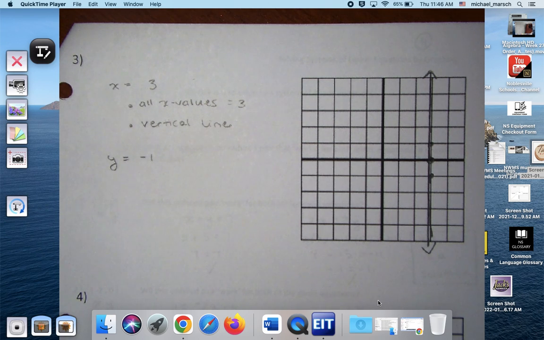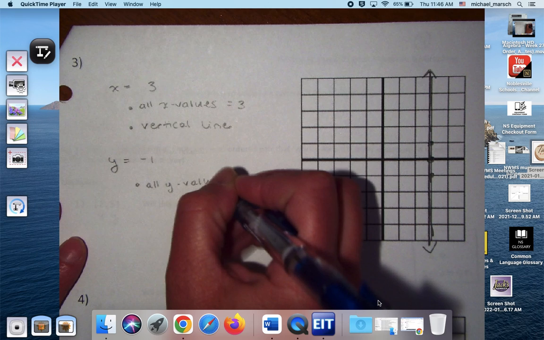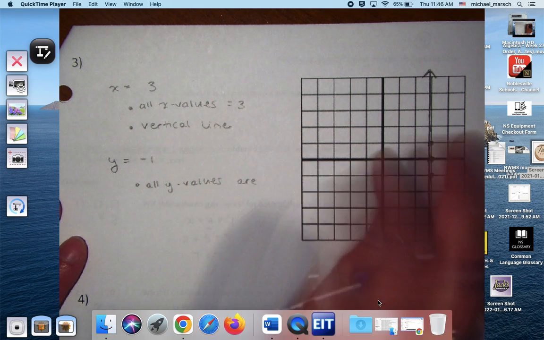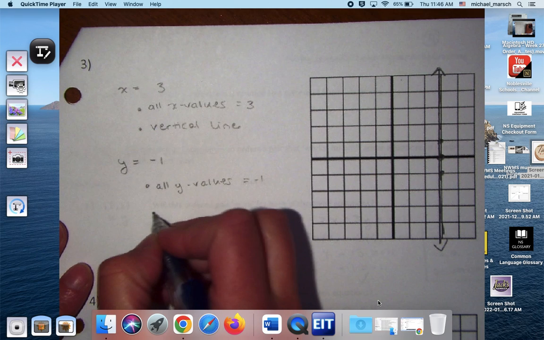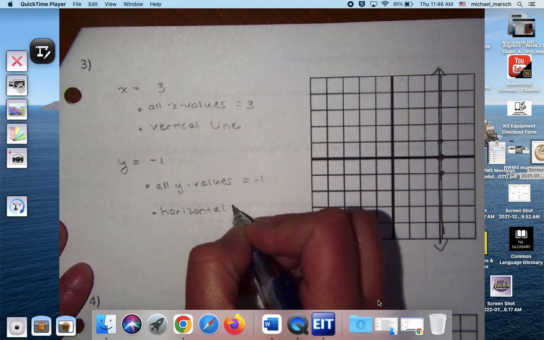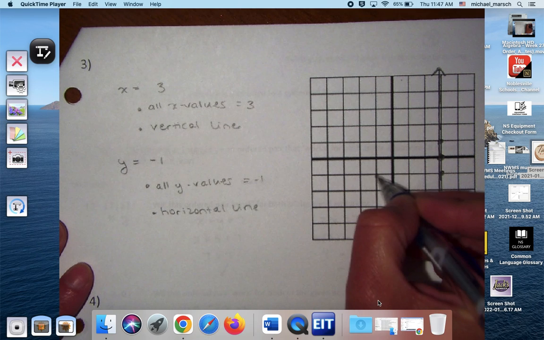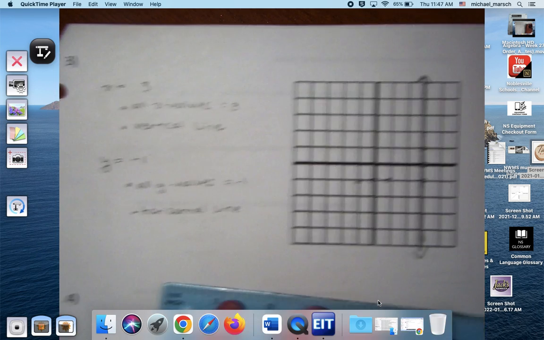So if x's make a vertical line, what do you think y's will make? Horizontal line. So then I could just pick 3 random points on y equals -1.